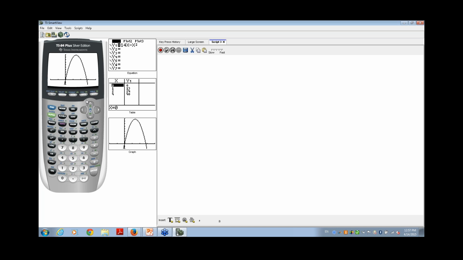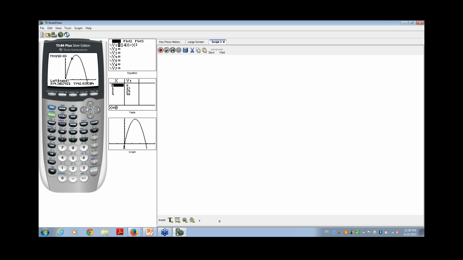So to find the maximum, you would hit second, the blue button. Then you see how it says in blue up here, calc. And then we have a maximum, so that will be number 4. Or just use the cursor to go down to number 4. It asks you for the left bound of the parabola. So make sure that you are on the left side of the maximum.